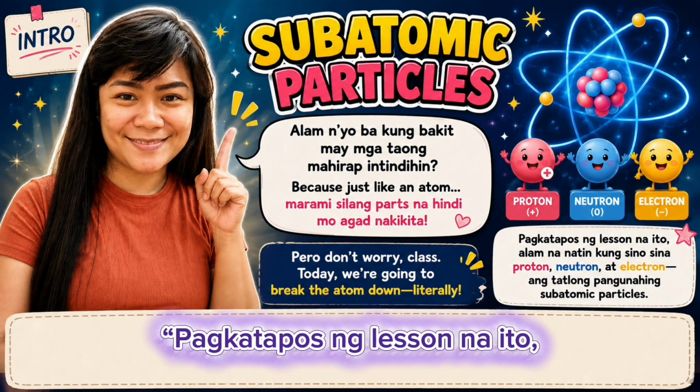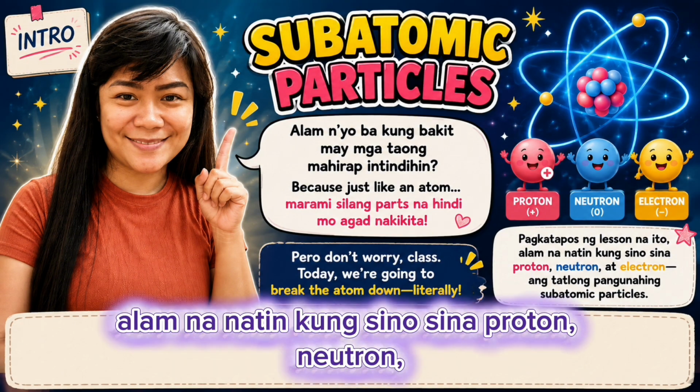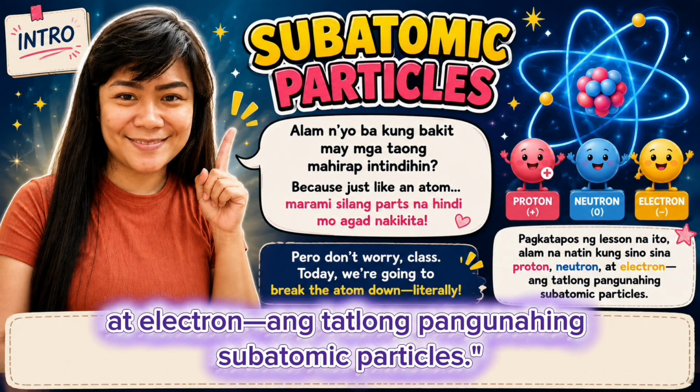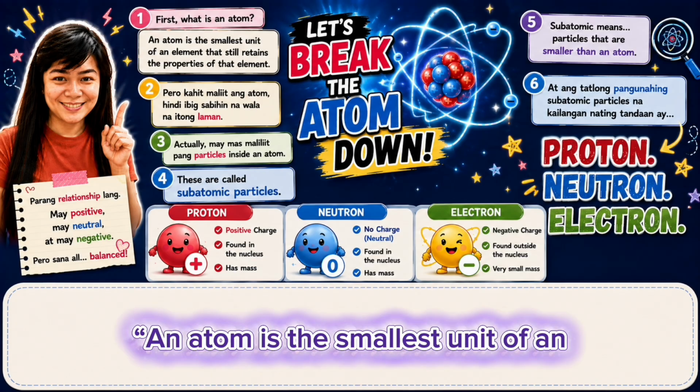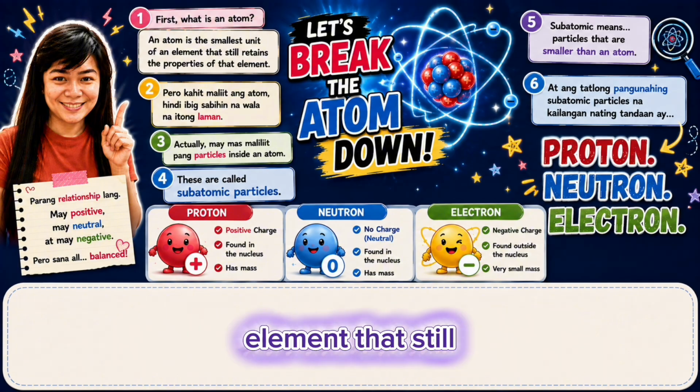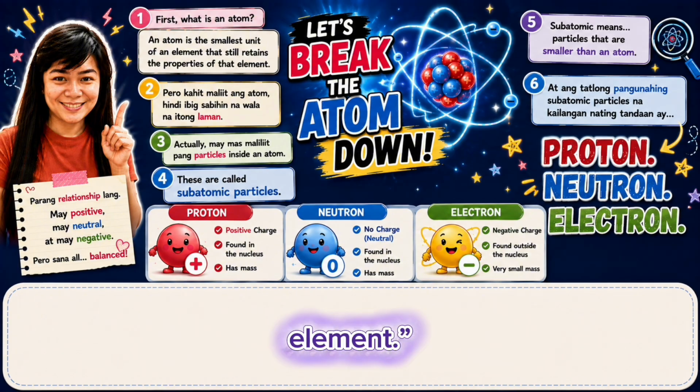Pagkatapos ng lesson na ito, alam na natin kung sino sina proton, neutron, at electron, ang tatlong pangunahing subatomic particles. First, what is an atom? An atom is the smallest unit of an element that still retains the properties of that element.